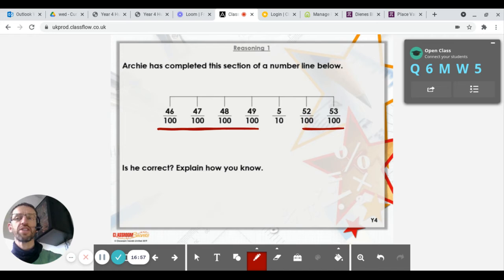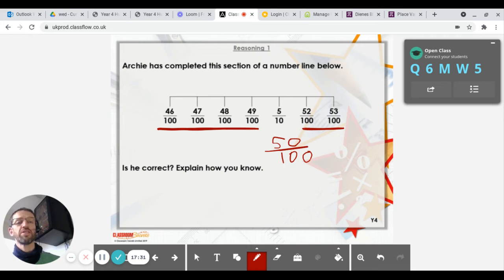Do you remember what 5/10 is in hundredths? That's right. It is going to be equivalent or the same as 50 hundredths. That's the pattern. So let's go 46, 47, 48, 49, 50, 52, 53. Is he correct or not? What do you think? Just read them out to yourself now.